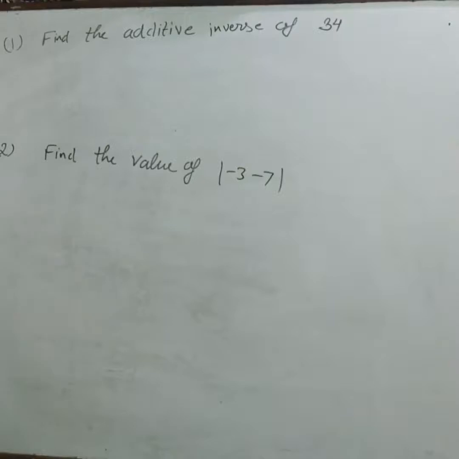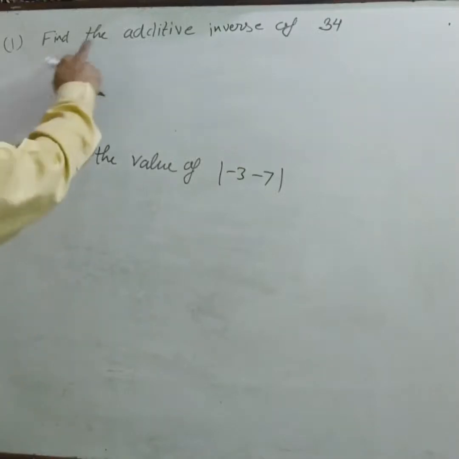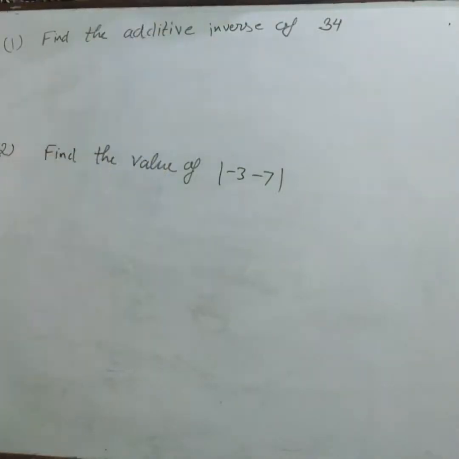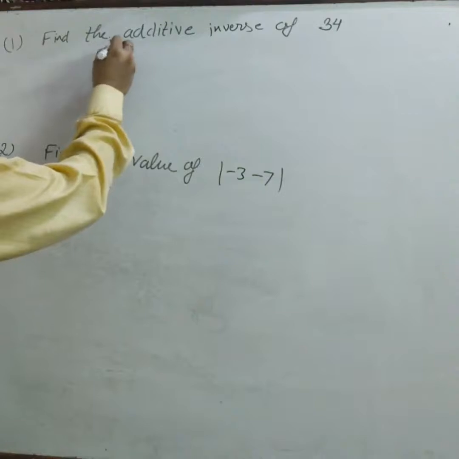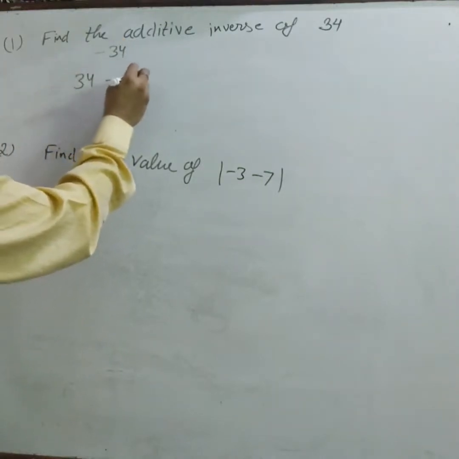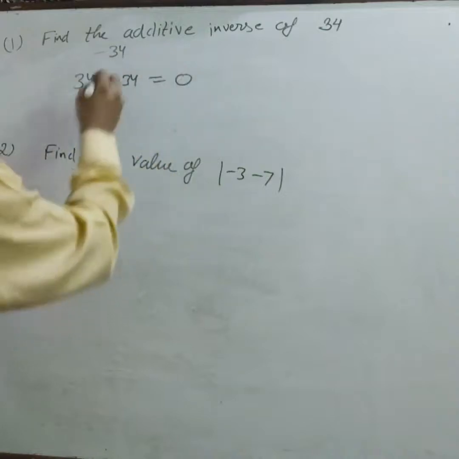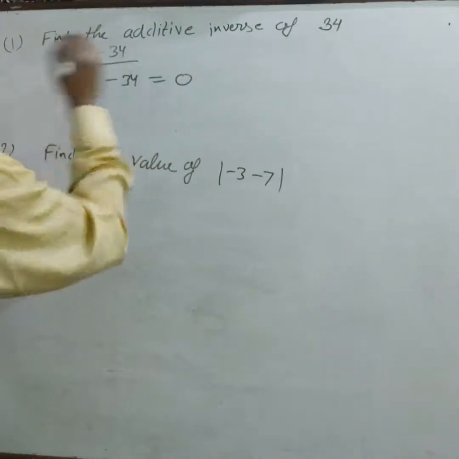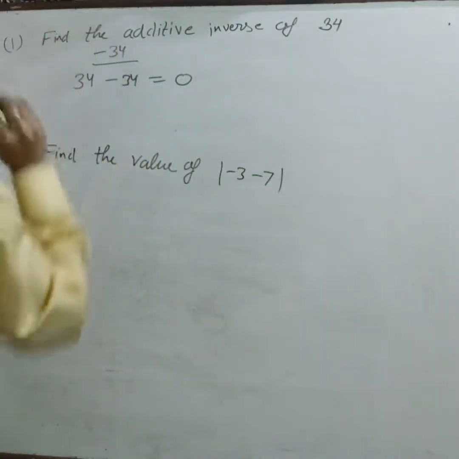Now, let me explain some examples. Find the additive inverse of 34. The additive inverse of 34 is -34, because 34 plus -34 is equal to 0. Then the answer is -34.